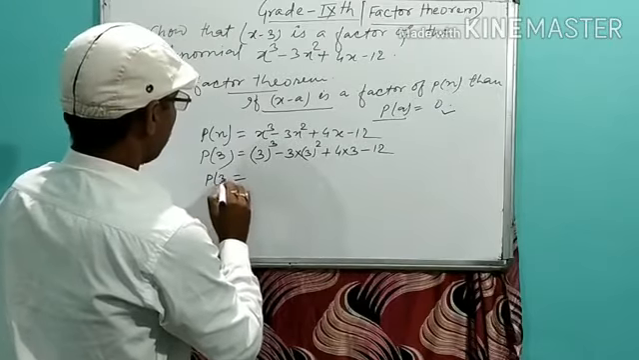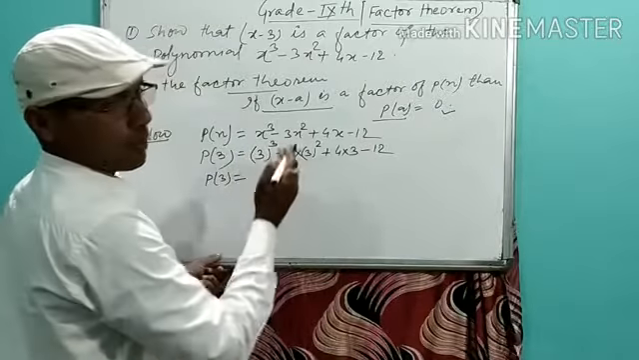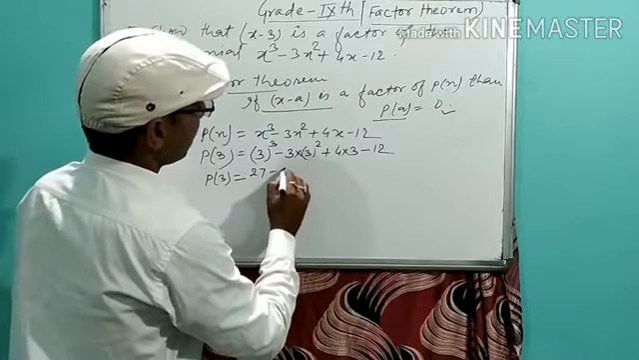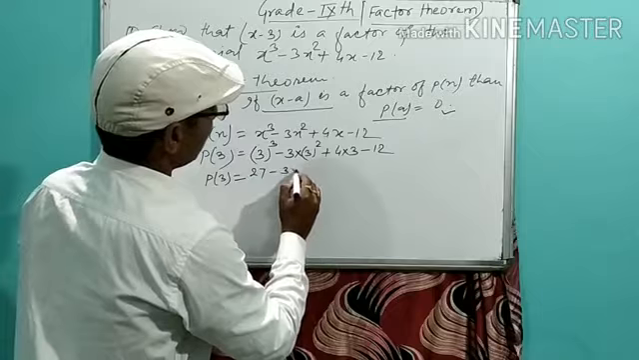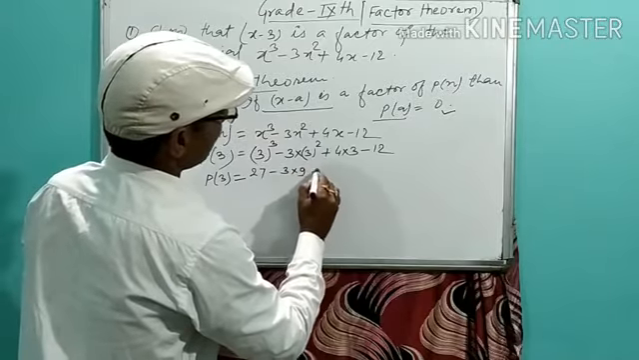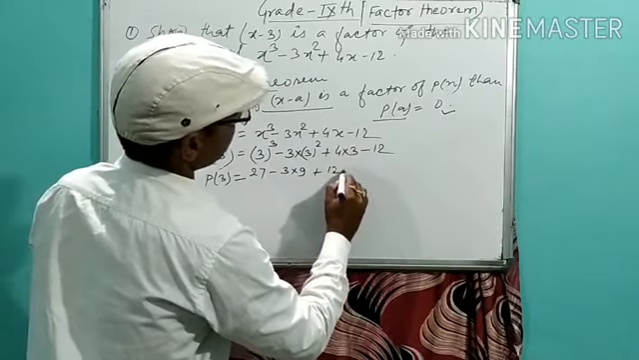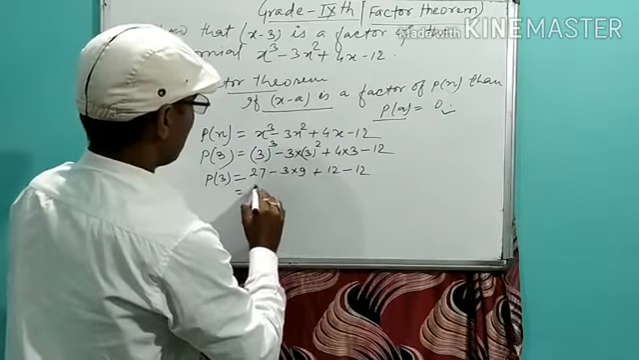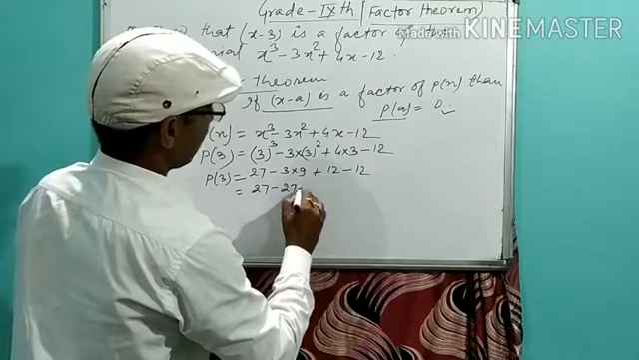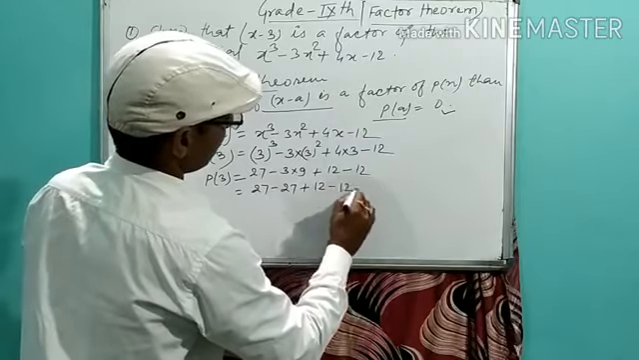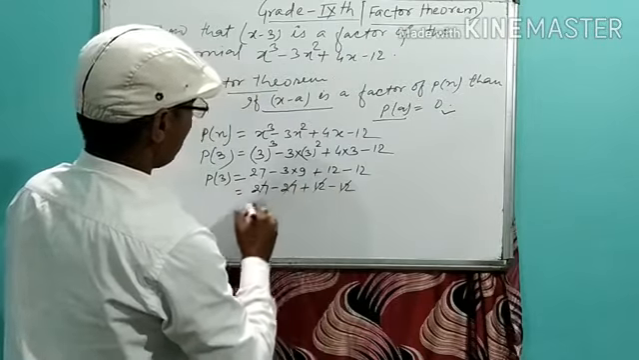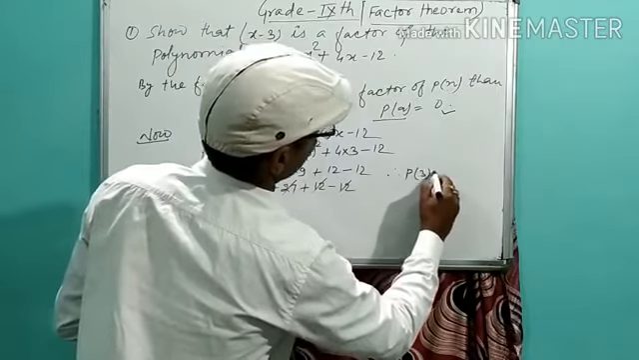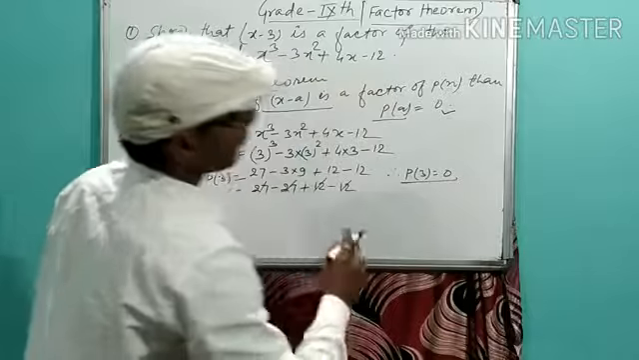Here you can write 3 to the power 3, 3 times 9 is 27, 4 times 3 is 12. So 27 minus 27 plus 12 minus 12. Cancel, cancel. Therefore, P(3) is equal to 0. It means the remainder is 0.